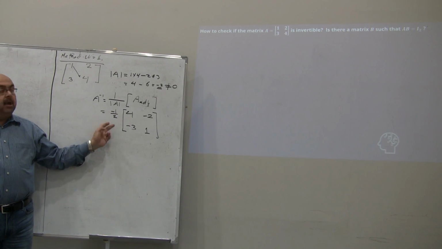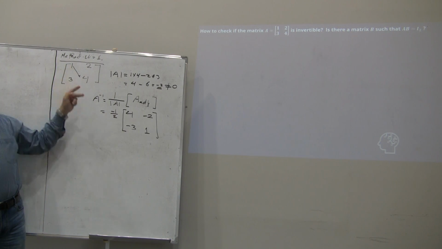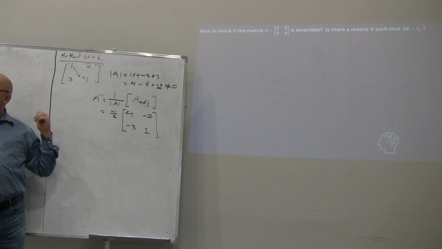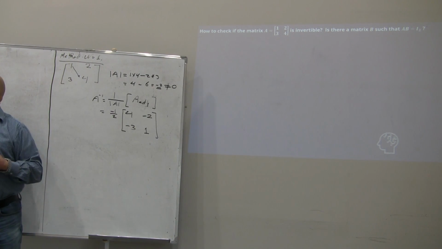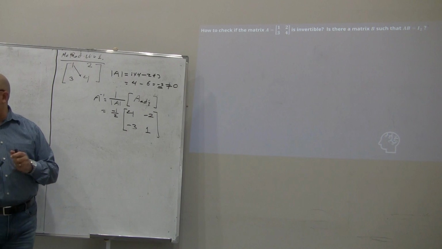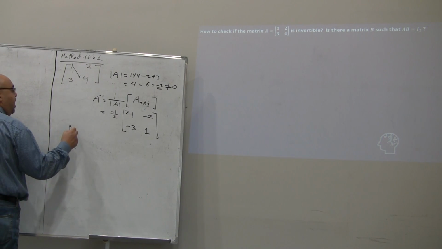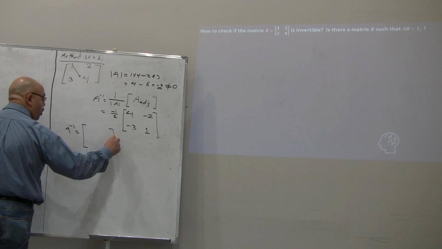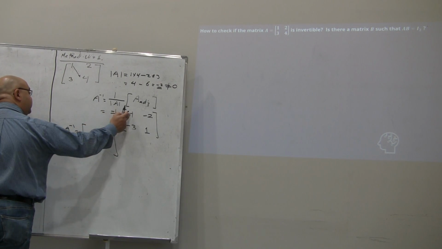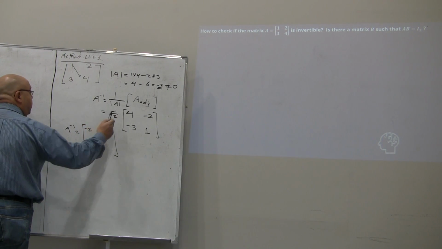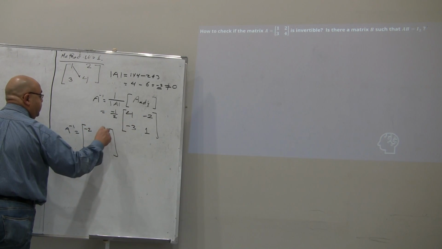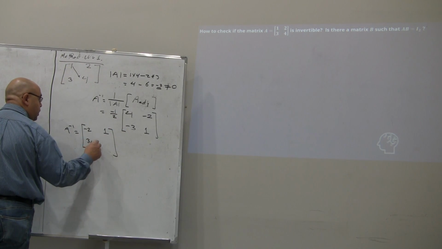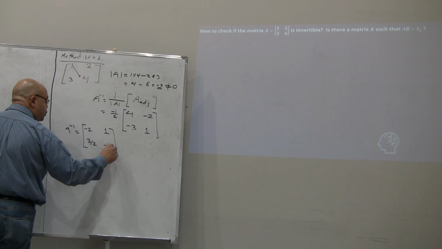Then I will replace the elements on the principal diagonal, so it's going to be 4 and 1, and change the sign of the elements on the secondary diagonal. Now you have your inverse. This is really a very simple and very fast way to get the inverse of a matrix. Minus half times 4 is negative 2. Minus half times negative 2 is positive 1. Minus half times negative 3 is 3 over 2. Minus half times 1 is minus 1 over 2.